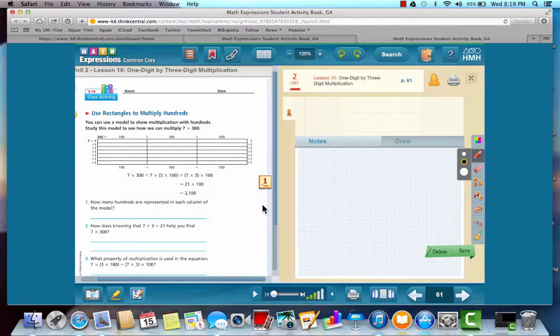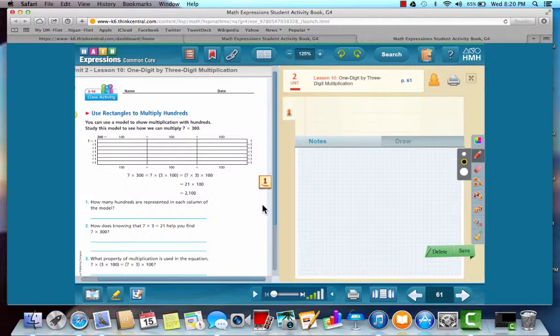Hi, today we're looking at Unit 2, Lesson 10, one-digit by three-digit multiplication. Now I know you've been looking at two-digit multiplication and using area models to break apart the two-digit number in the multiplication problem. So today we're taking it one more step and we're going to look at a three-digit number, but we're going to start slow with a three-digit number with zeros in the tens and ones place value.